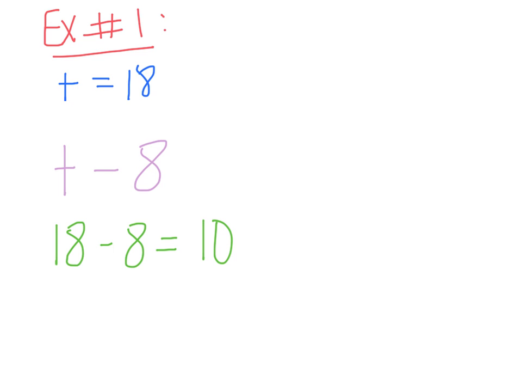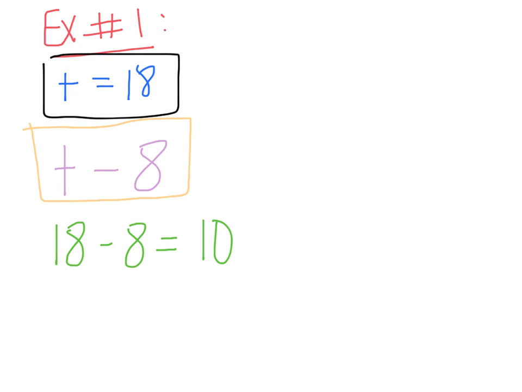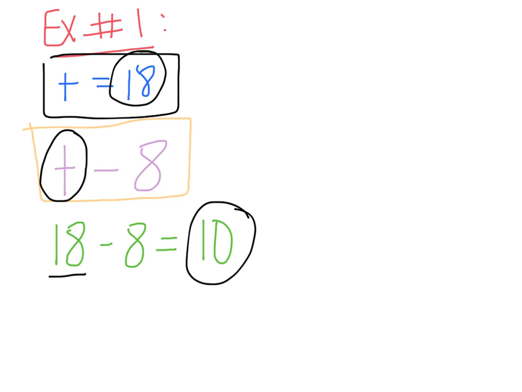Okay, example number 1. Here's our expression, t minus 8, and then they told us that t equals 18. So all we need to do is put the number 18 in place of the t. That's what I did here. Now it becomes 18 minus 8, and that gives us our answer of 10.